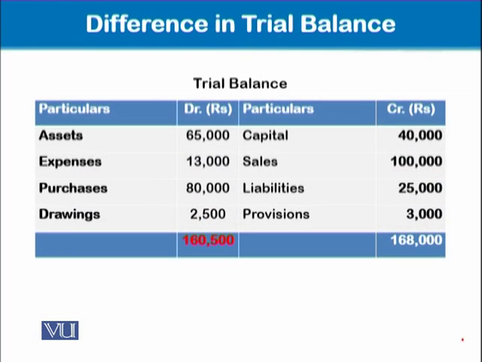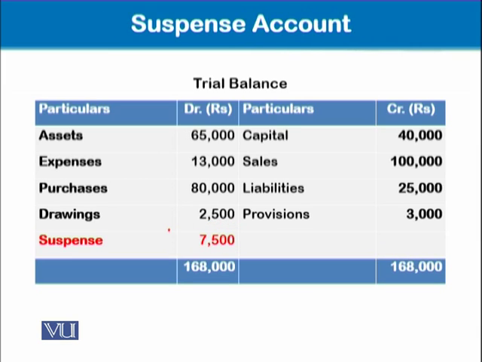But before we discuss the categories of errors, just look into this trial balance in which we see that our debit side is not equal to the credit side. Debit side is giving us a total of 160,500, whereas the credit side is giving us a total of 168,000. So it means that there will be a suspense account in the debit side, and that is 7,500.